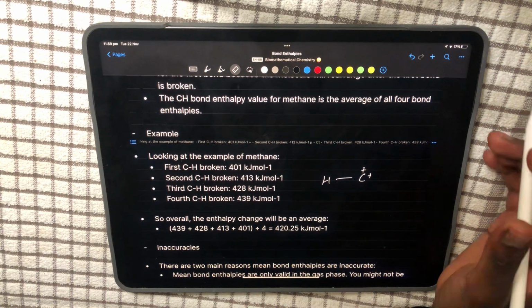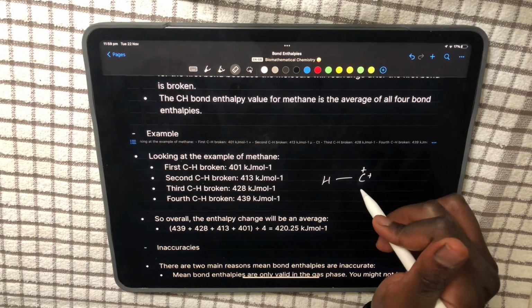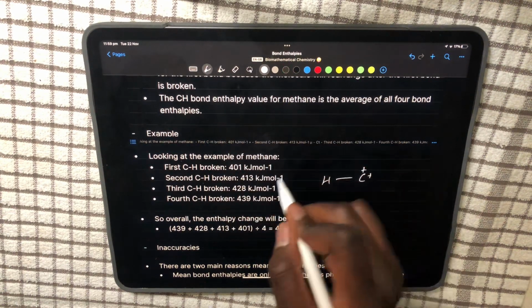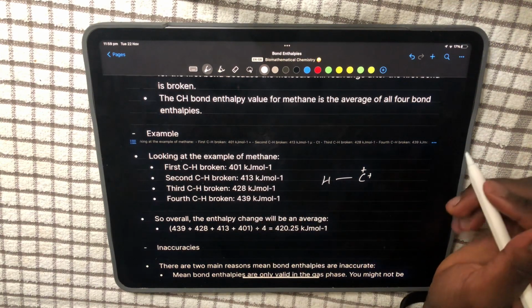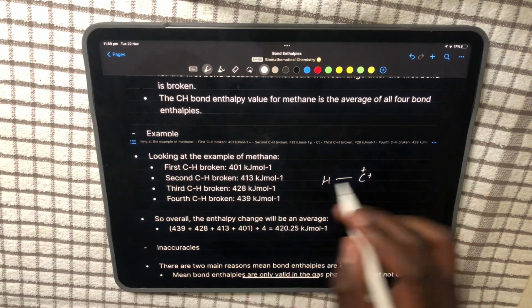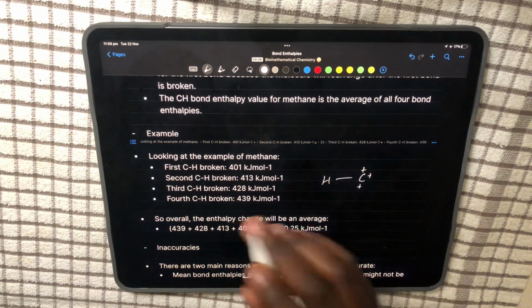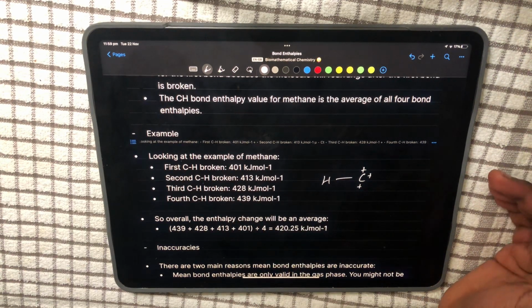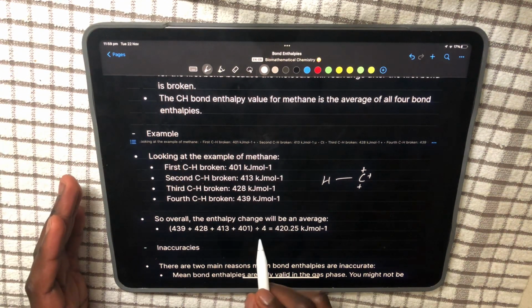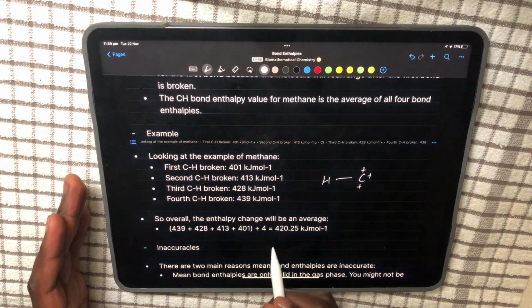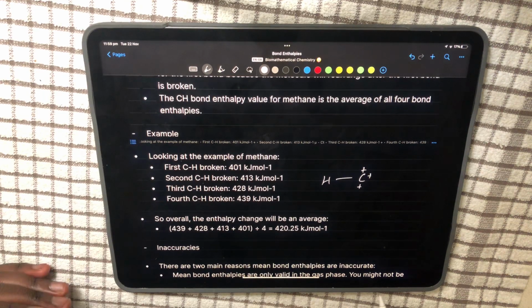Now, the average. This is why you have to have an average bond enthalpy, because obviously it's going through every single one. It can be confusing saying the first one. If you want to be more specific, then fine. But this is what actually is happening, and that's why it's not constant. The bond enthalpy isn't constant. So what we do is take an average of all of these, divided by 4, and we say the average bond enthalpy for a CH bond is 420.25 kilojoules per mole.